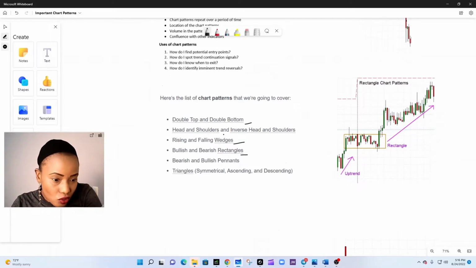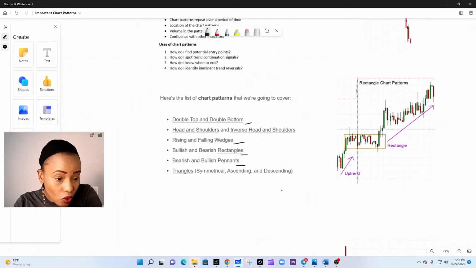We have head and shoulders and inverse head and shoulders chart pattern. We have the rising and the falling wedges. Some chart patterns come in form of a wedge. So you will see the difference between a falling wedge and a rising wedge. And then we have rectangles. Another important chart pattern are the pennants. The pennants could be either bearish or bullish.